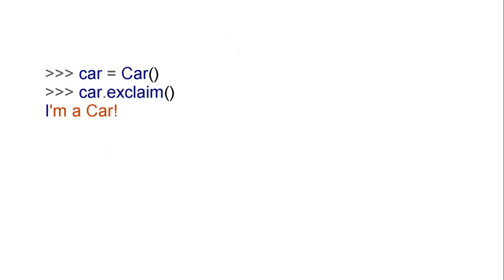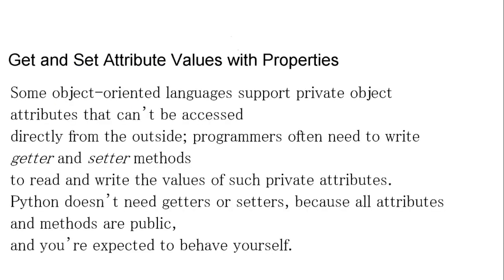Remember the class Car from an earlier example? Let's call its exclaim method again. Here's what Python actually does under the hood. It looks up the class for the object car. It passes the object car to the exclaim method of the Car class as the self parameter. Just for fun, you can even run it this way yourself and it will work the same as the normal syntax.